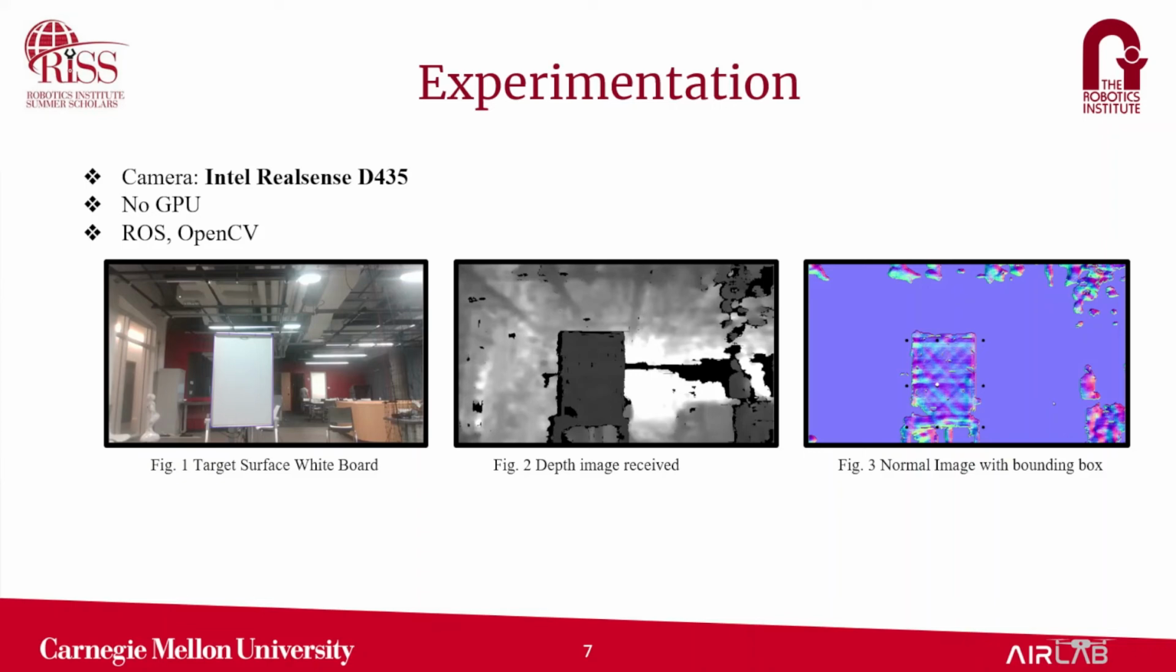We take a random whiteboard as the target surface shown in the figure 1 with corresponding depth image shown in figure 2, and the bounding box is then generated using the normal image as seen in figure 3.